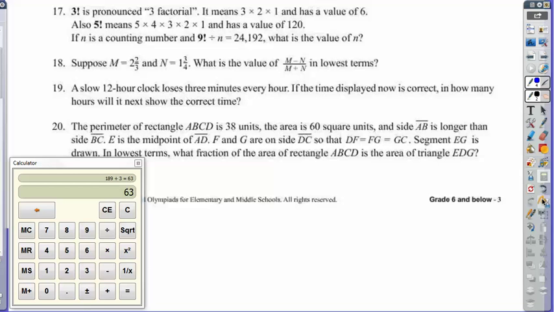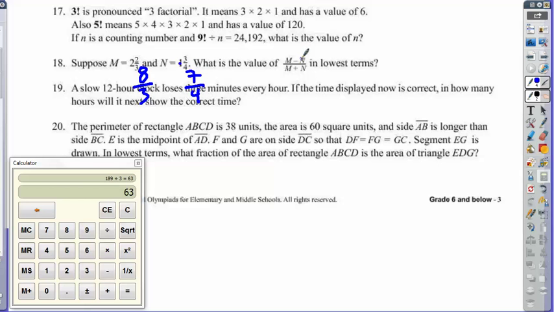So we're going to need this in improper fraction form. That's what I'm going to do first. 2 times 3 is 6, plus 2 is 8, so this is 8 thirds. 1 times 4 is 4, plus 3 is 7, so that's 7/4.